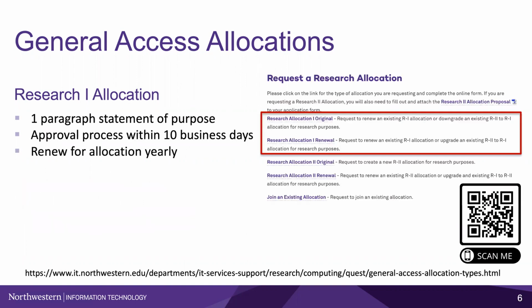To apply for a Research 1 allocation, researchers just need to fill out a request form with a single paragraph that provides justification for allocation use. The application for a Research 1 allocation is reviewed by Research Computing Services, and once approved, users will receive an email with further instructions for logging in and using your allocation. And this form is approved on a rolling basis and requires renewal annually.